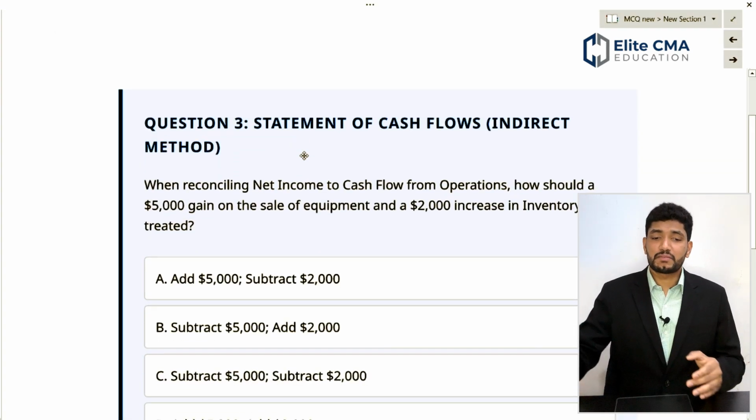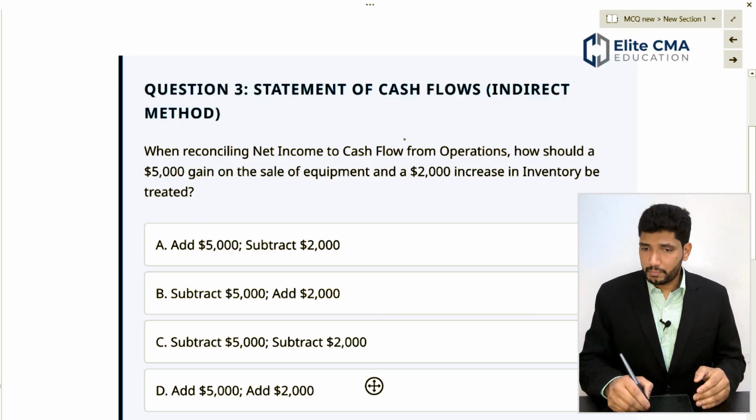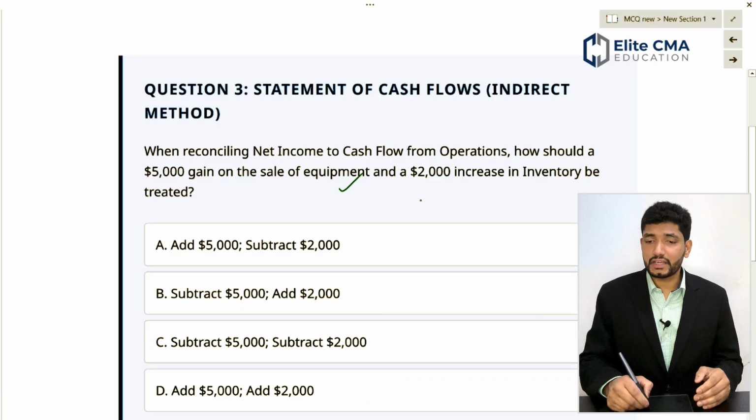Let us move into question number 3. When reconciling net income to cash flow from operations, how should a 5,000 gain on sale of equipment and a 2,000 increase in inventory be treated?